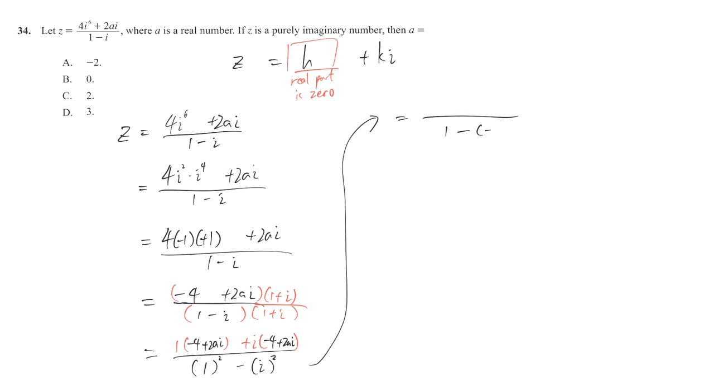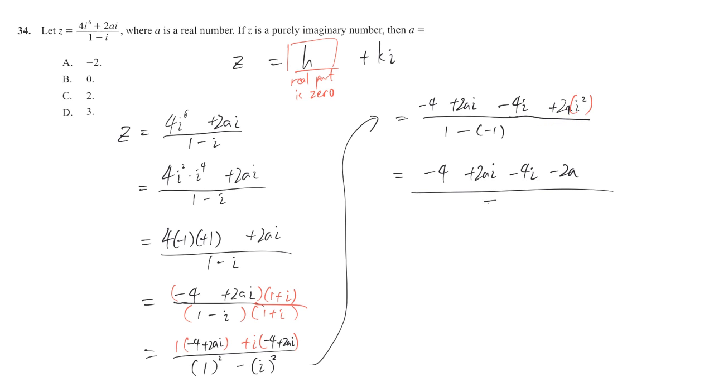We have 1 minus negative 1, since i square is negative 1. And then we have negative 4, positive 2ai, negative 4i, and then plus 2ai square. So we have another i square, and we replace it by negative 1. Negative 1 times 2a, we get negative 2a. To separate without i and with i, we look at negative 4 and negative 2a, which we write first. Negative 4, negative 2a, and then plus 2ai minus 4i.